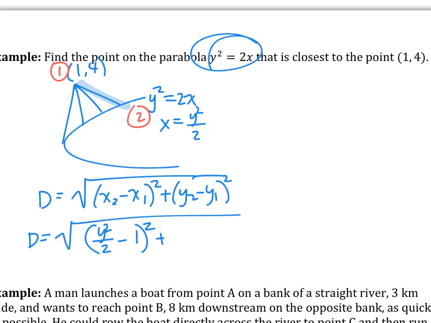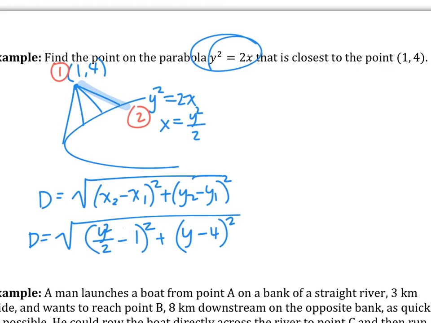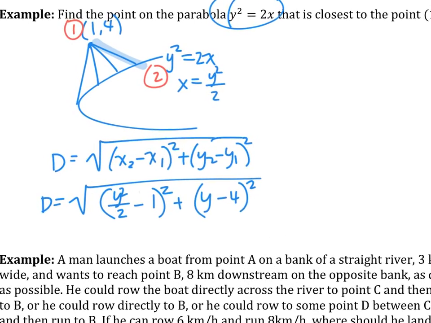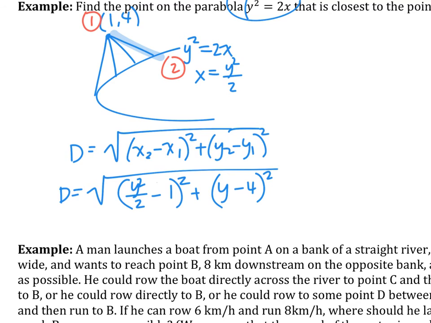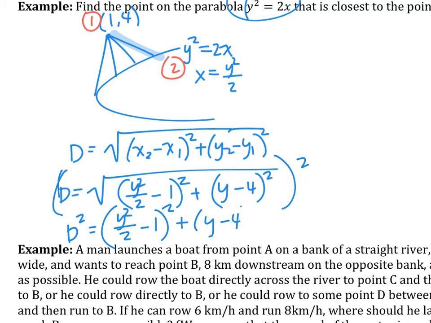plus (y minus 4) squared. Now take the derivative, which is crazy. Yes, it's a chain rule, but here is the trick: just square both sides, because the square of the distance is still going to be the shortest. So d squared is equal to (y squared over 2 minus 1) squared plus (y minus 4) squared.